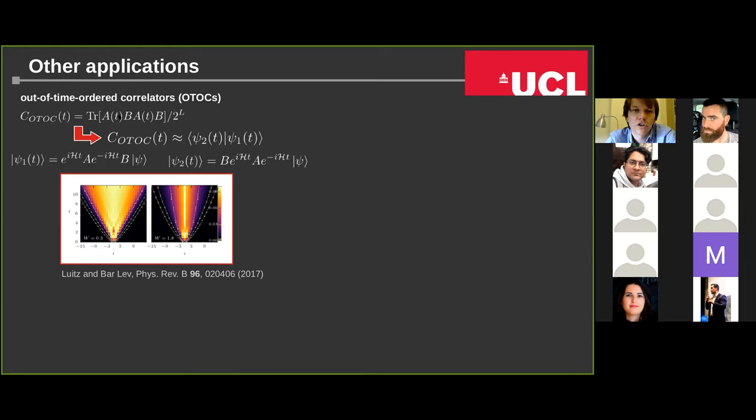But it shouldn't surprise you that also in this case, I can replace the trace again by a pure state, and I can rewrite this correlation function in terms of these random states that are defined here. It's a bit more demanding numerically in this case, because you have to evolve these states forward and backward in time, but in principle, you can still do this for relatively large systems, as shown, for example, in this nice work by David Luitz and Yevgeny Bar Lev.